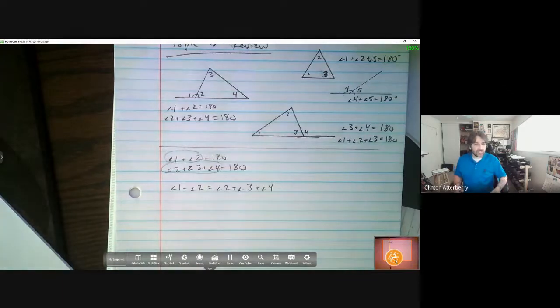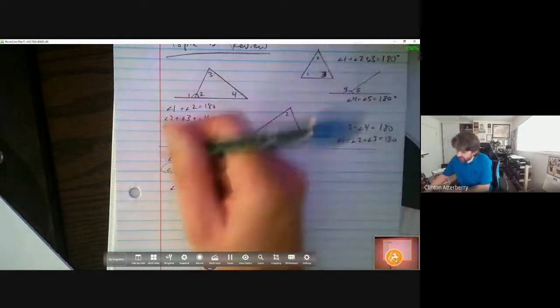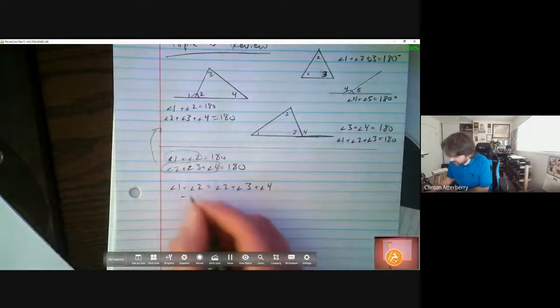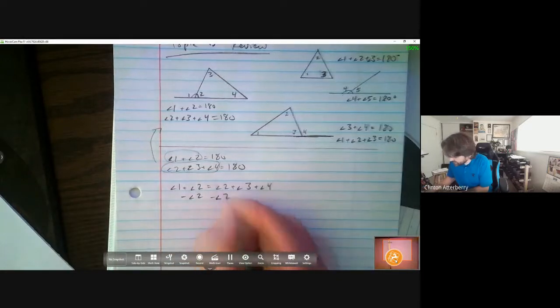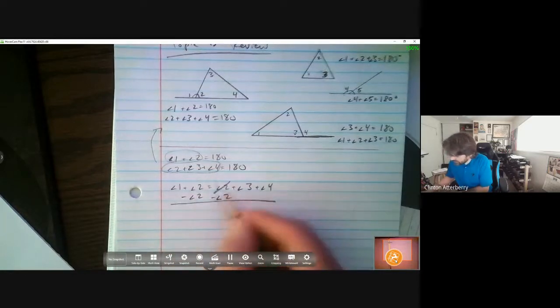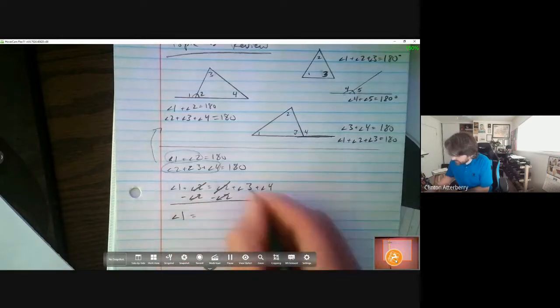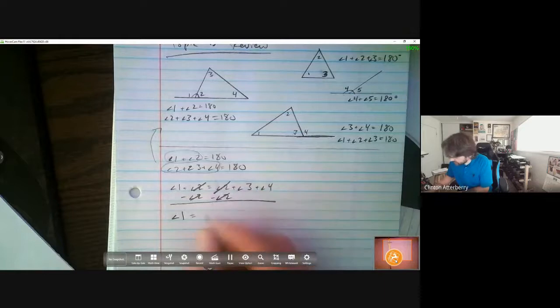Now that's cool, Mr. Atterbury, but that's just a big mess, right? Well, for this particular problem, this is all related to these angles right here. If I was to do some algebra and subtract angle 2 from both sides, you're like, what? I know, this is awesome, right? What I get is angle 1 has to be equal to angles 3 and 4.